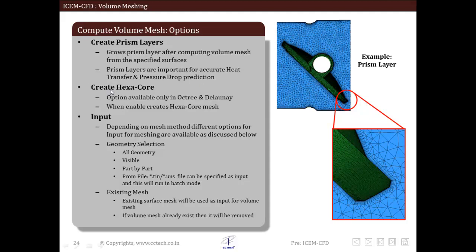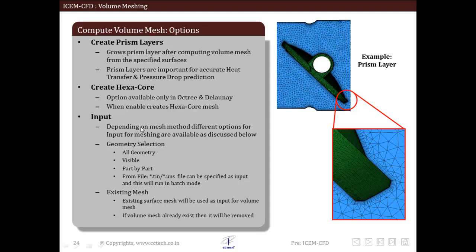The next option that we will discuss here is create hexacore. This option is available only for octree and Delaunay methods. This creates a hexacore mesh, but it is not recommended to use this option, as a hexacore mesh can be created by using the merge tetra option available in the edit mesh tab.